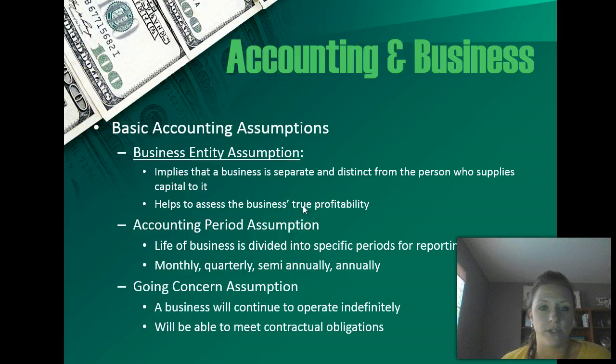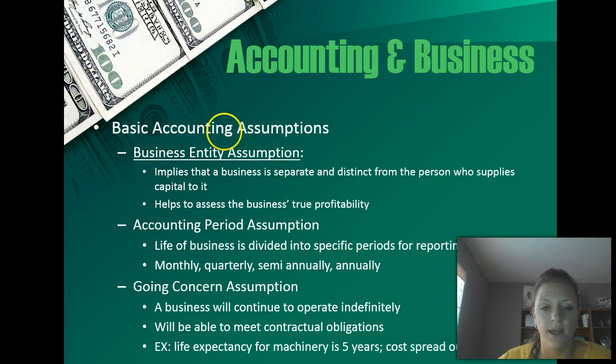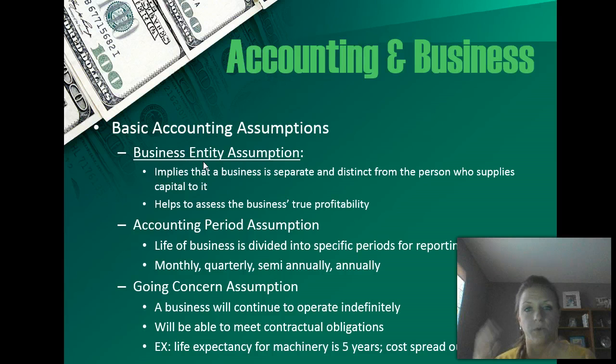And the going concern assumption. So a business will continue to operate indefinitely and will be able to meet contractual obligations. So what that means, basically, so when we're recording transactions and we record that a company bought machinery and the life expectancy is 5 years, we're going to divide the cost out over that period of time. So these are the assumptions that we're going to follow as we go through this course.